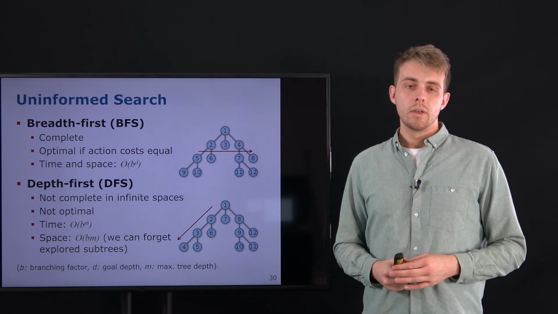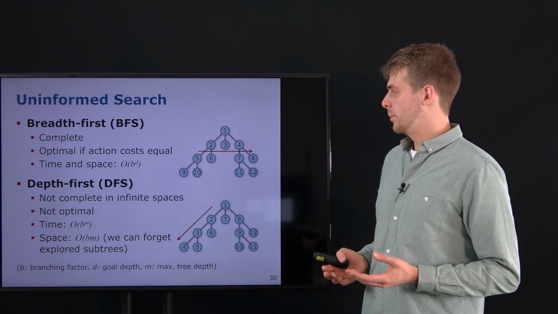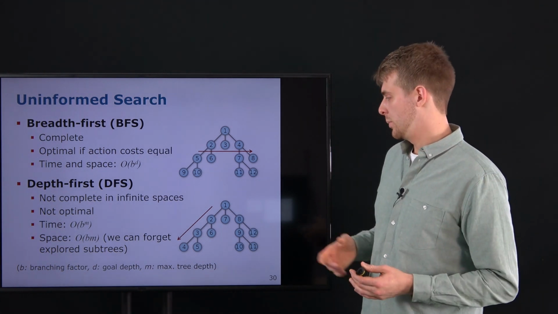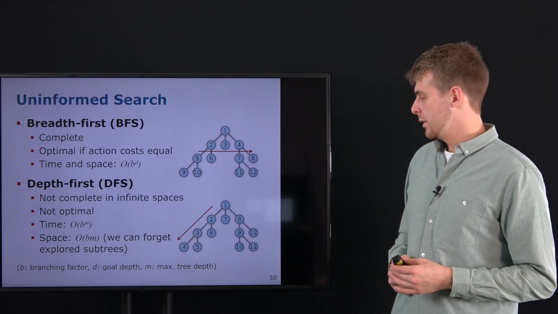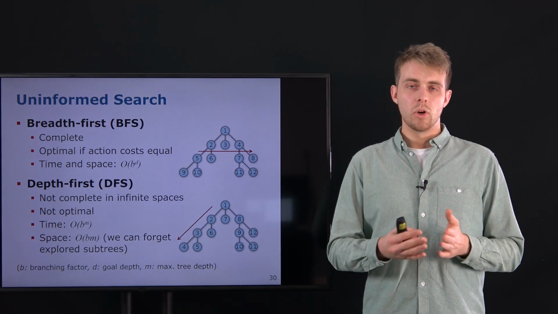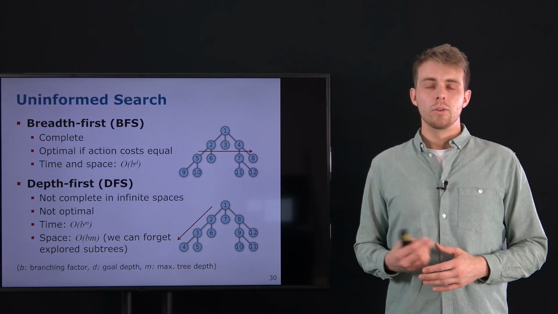Concerning time and space, the algorithm scales with b to the power of d, where b is the branching factor and d is the goal depth, because we need to explore so many branches at each level, and then we need to reach the level d in order to find the solution.